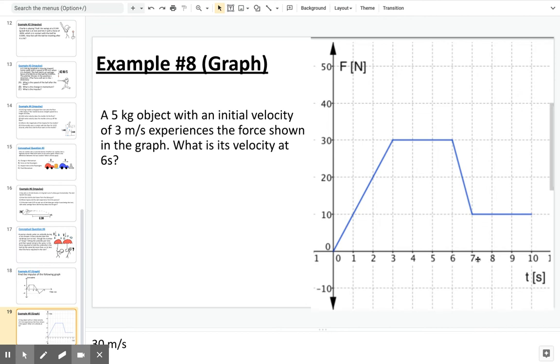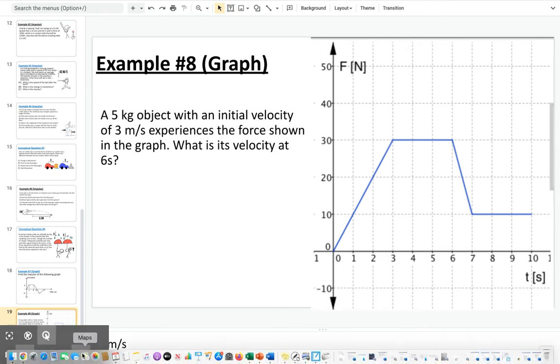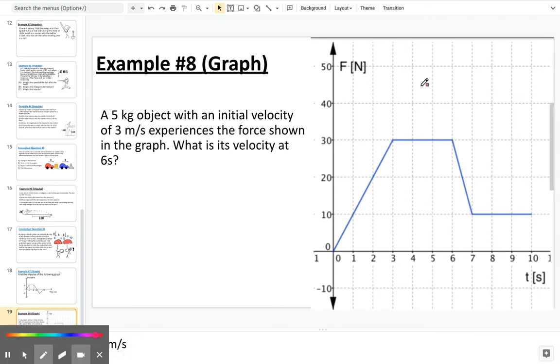Okay, so we have a force that is not constant, it is changing over time. So if our force changes over time, our impulse is going to change over that time. So we need to take the area underneath the force versus time graph to find out what the impulse is. In the problem, we're asked for the velocity, given the mass and the initial velocity, and we specifically want the velocity at 6 seconds.